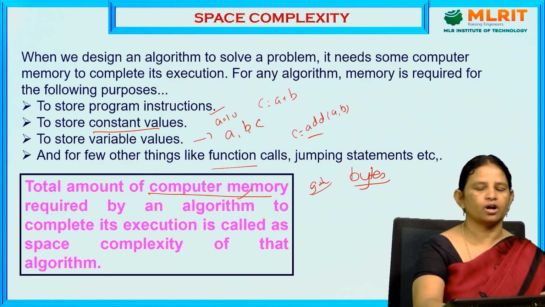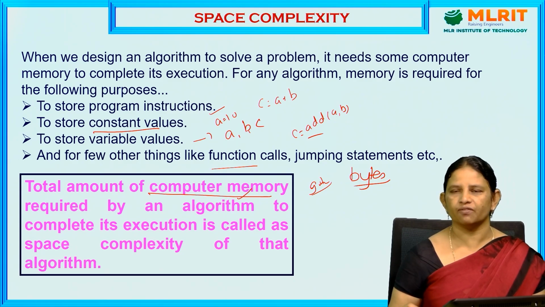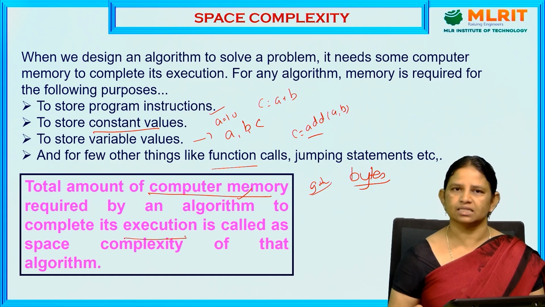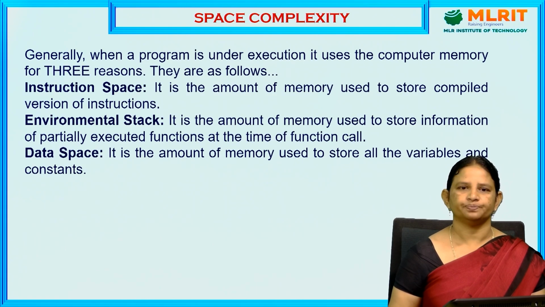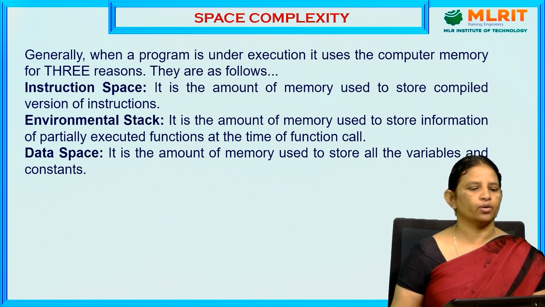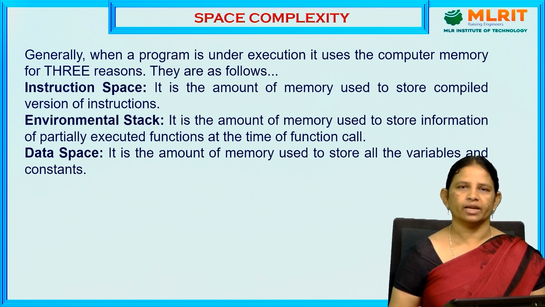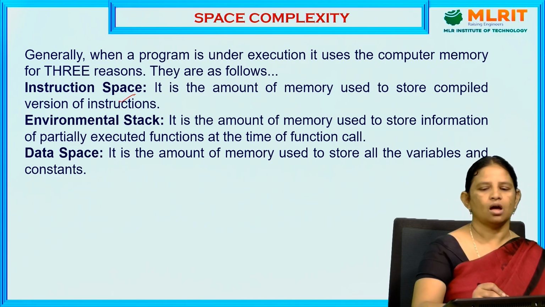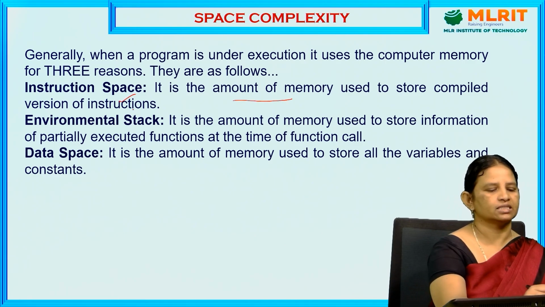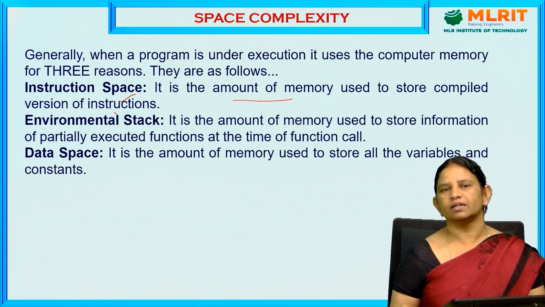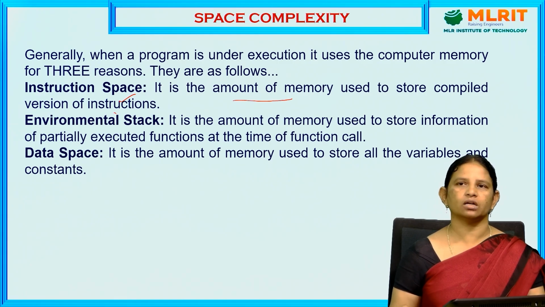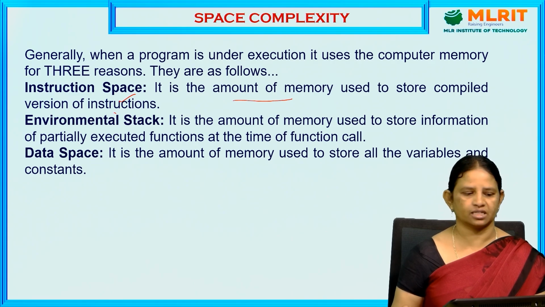How much of computer memory is required for an algorithm to complete its execution is called space complexity. Generally we use computer memory for three reasons. First one is instruction space: the amount of memory required for the compiled versions of instructions. The statements which are to be compiled, for that we have to allocate memory space. That is called instruction space.